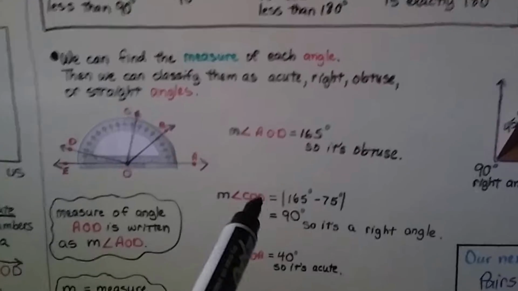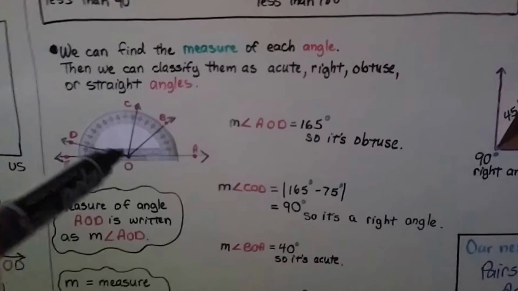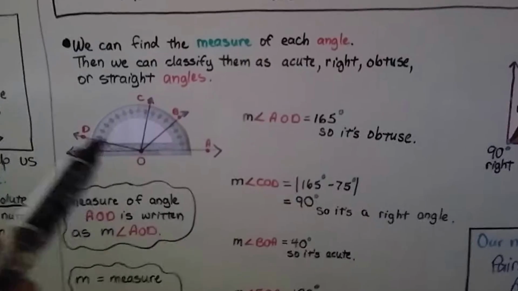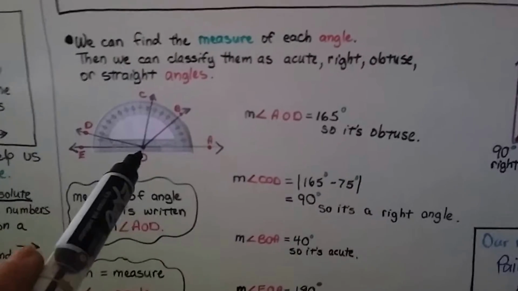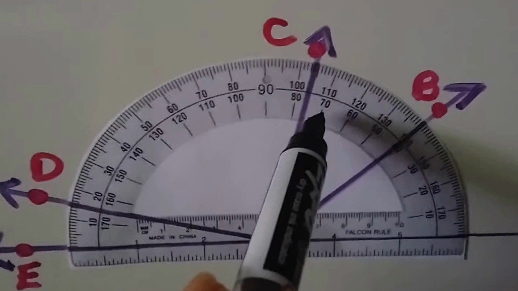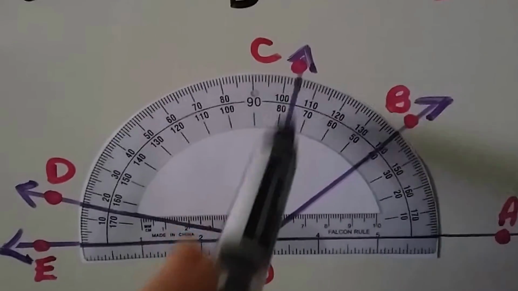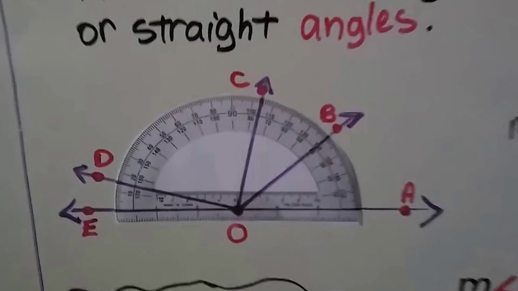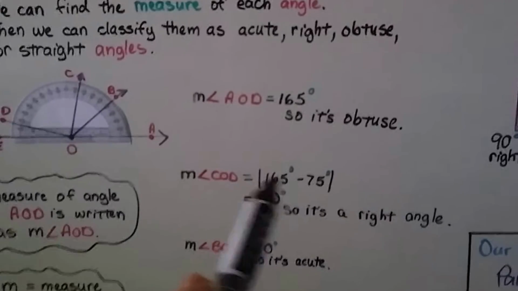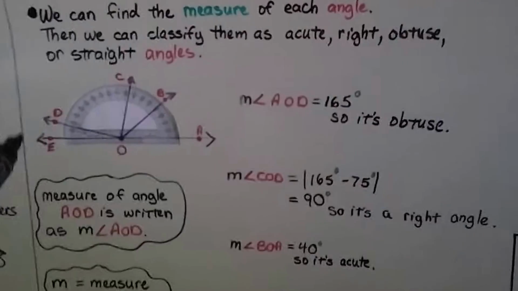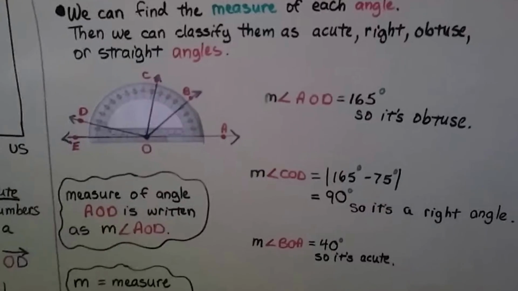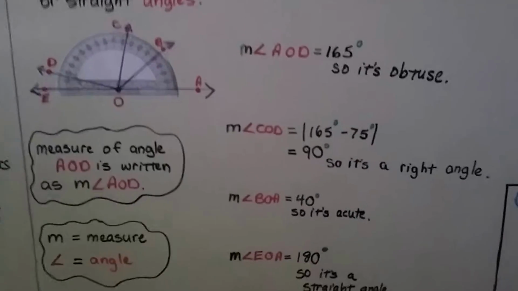The measure of angle COD, we have COD. This D was at 165, wasn't it? We saw that from here. We look at C. Where is C located? We see C falls between 70 and 80, and my marker was thick, so it's not quite perfect, but it was 75. So what we do is we take that 165 and we subtract 75. The absolute value is 90. So we know that COD is actually a right angle. Okay, we could even put a box there if we wanted to.